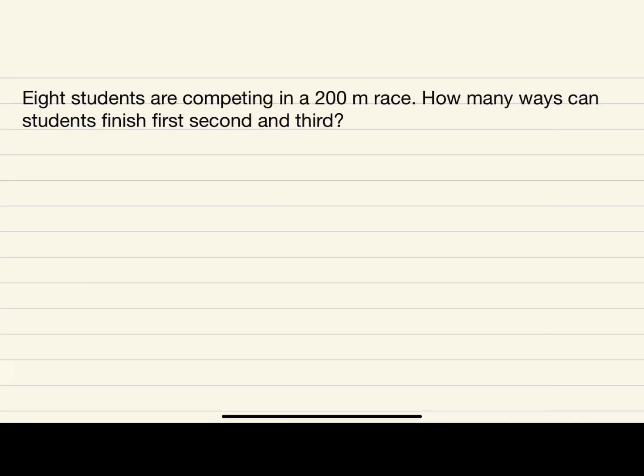8 students are competing in a 200-meter race. How many ways can students finish first, second, and third? Okay, so because we're assigning first place, second place, and third place, this is one of those instances where the order matters. So these terms infer order or suggest an order, because if you don't have some kind of order in your arrangements, then you definitely won't be able to assign anything that is first, second, or third.